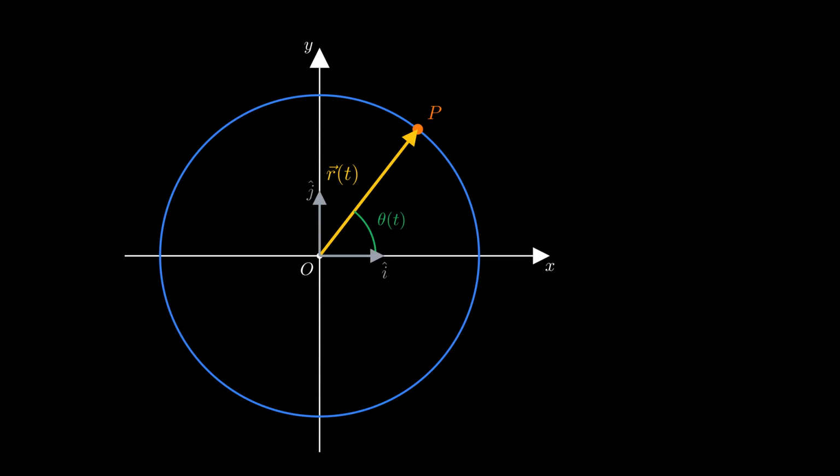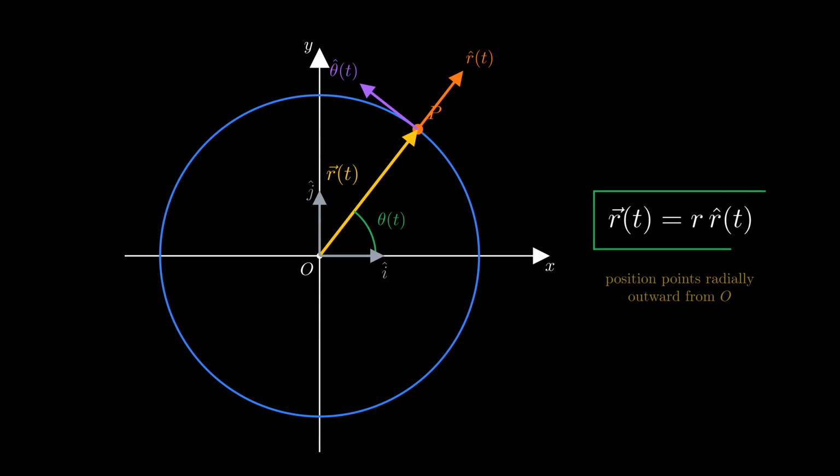Now at the point P, we attach two pairs of unit vectors. First, the fixed Cartesian unit vectors, i hat pointing along x and j hat pointing along y. These never move. Second, the polar unit vectors. r hat points radially outward, straight along the position vector. Theta hat points perpendicular to it in the direction of increasing angle. These two rotate as the object goes around. The position vector is simply r times r hat.